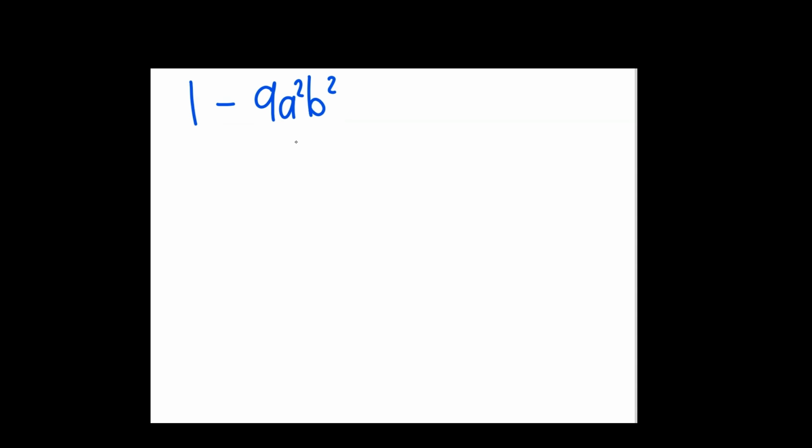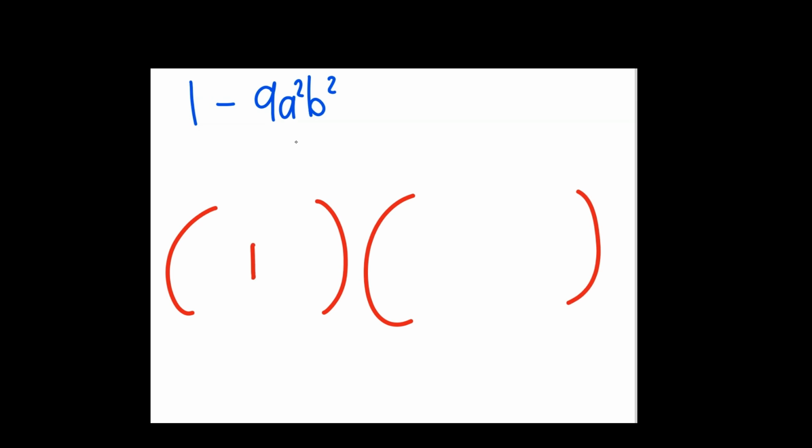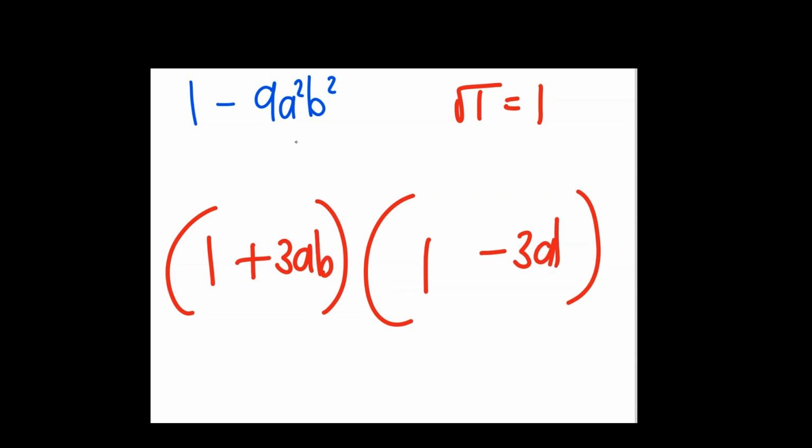So remember, it's always two brackets, a plus and a minus. The square root of 1 is just 1. And the square root of the second term: the square root of 9 is 3, the square root of a squared is just a, and the square root of b squared is just b. Okay, and that is essentially all there is to factorizing with the difference of two squares.